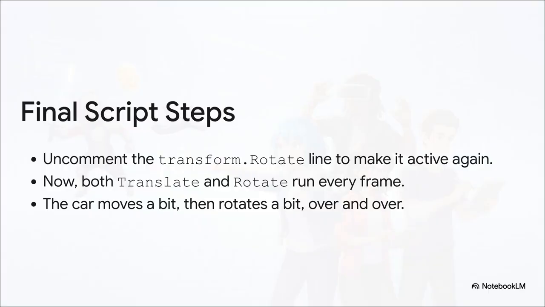Let's head back into our script one last time. All you have to do is find that Transform.Rotate line and delete the 2 forward slashes at the beginning to uncomment it. Now it's active again. Go ahead and save your script.